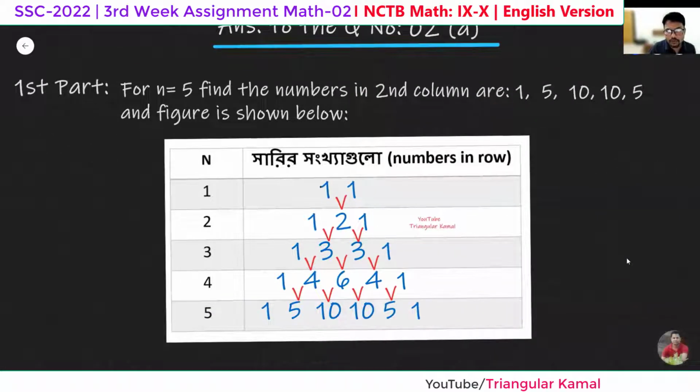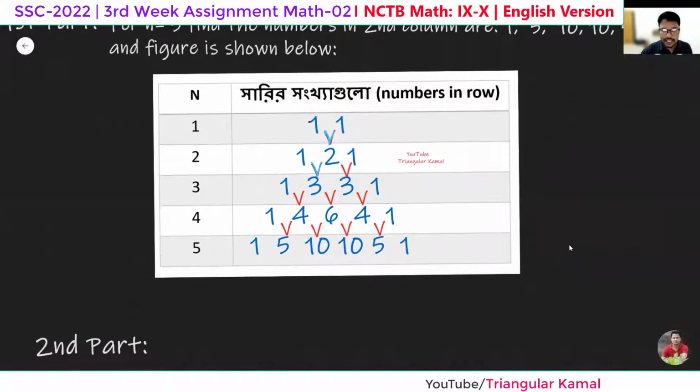For n equals 1, there are 1 and 1, and their sum is 2. Now in the next row, there are two ones at the beginning and end. Then 1 plus 2 is 3, and 2 plus 1 is 3, and the initial and ending numbers are 1. Again, now add: 1 plus 3 equals 4, 3 plus 3 equals 6, 3 plus 1 is 4. So the initial and ending numbers are 1.